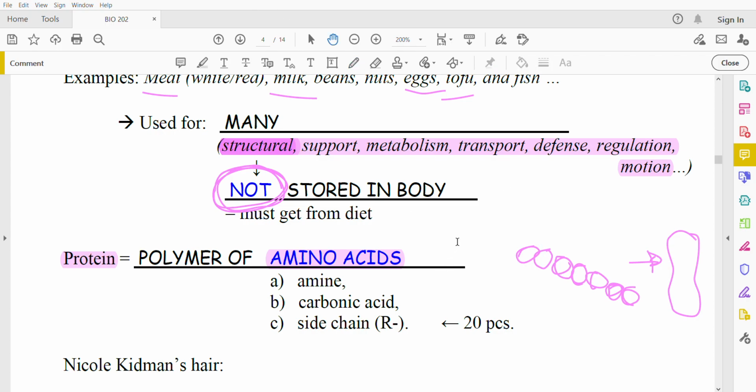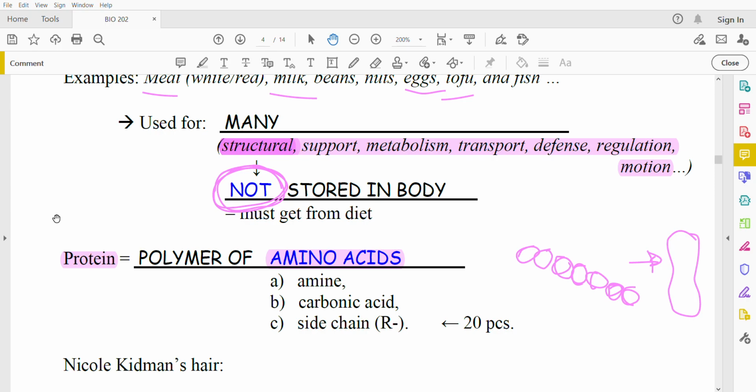And for the structure of a protein, in an amino acid we have an amine group, a carboxylic acid group, and a side chain. And there are 20 different kinds of side chains that we can choose from. So there's a lot of variation in there.